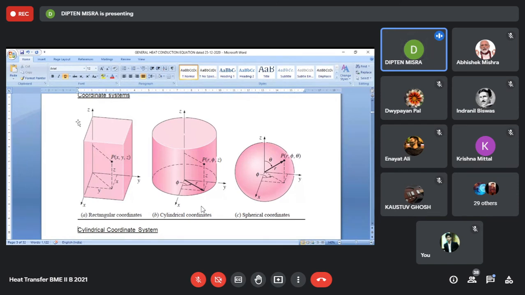Now, under steady state, it may vary along x, y, z. Under steady state, it may vary along x and y, may not vary with z. Under steady state, it may not vary with y and z also, but it may vary with x. So, if a body is such that its temperature is not changing with time, we call it under steady state.